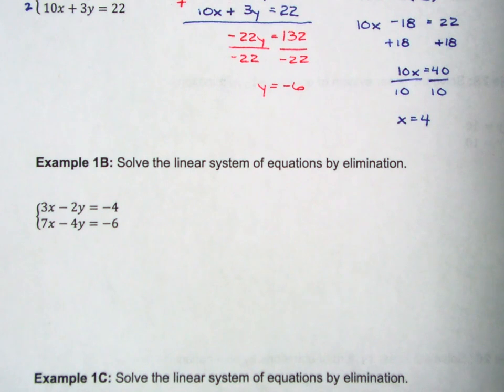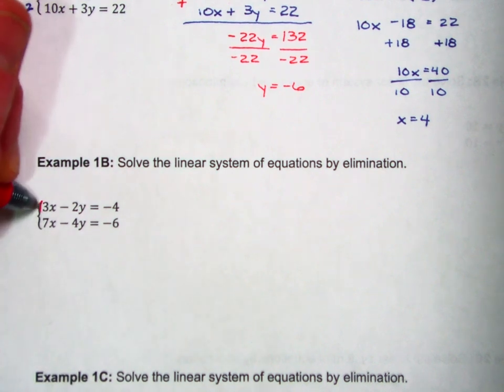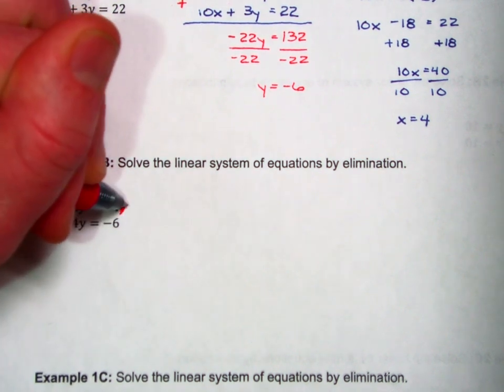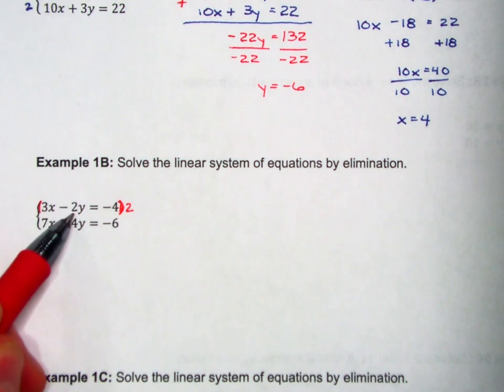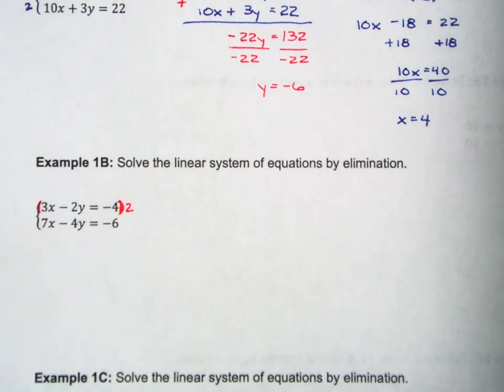So in order to actually make this a true elimination problem, we're going to have to adjust one of the equations. And the one that jumps out at me is, again, the very first one in this particular problem, because 2 is a factor of 4. And so what I'm going to do is multiply this first equation by 2, so that way my y's turn out to be the same values here.